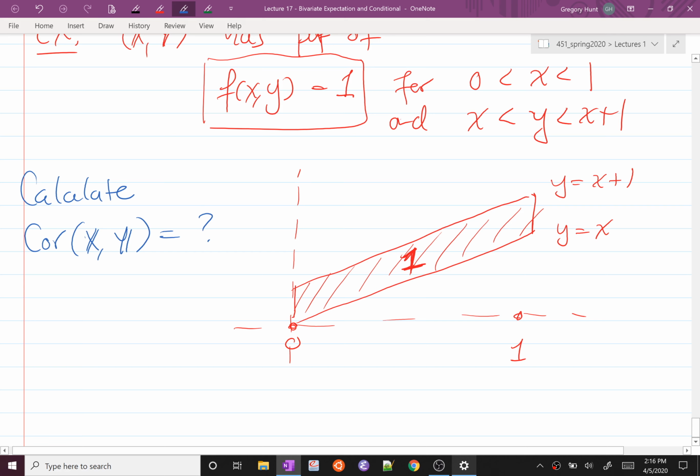Are x and y correlated? I don't know. It seems like they should be. There's some relationship between them. Y is always between x and x plus 1. So what do we need?